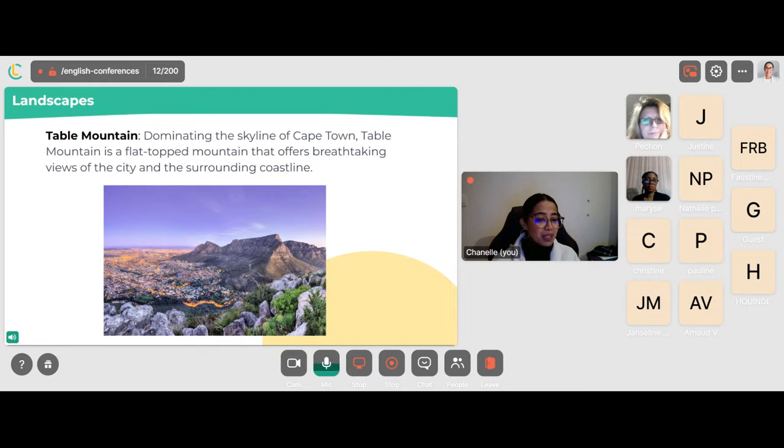the surrounding coastline. Table Mountain and Cape Town are also a very popular destination for tourists, where many flock each year to either go swimming with the dolphins, swimming with sharks, and to climb the beautiful Table Mountain.